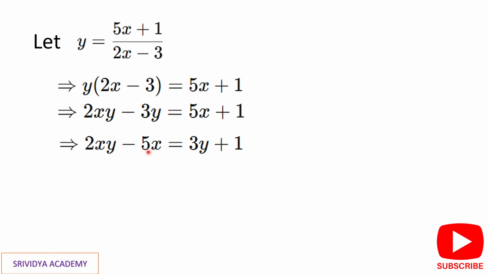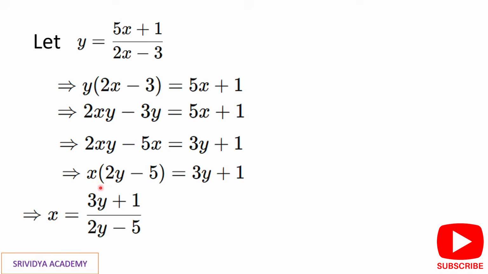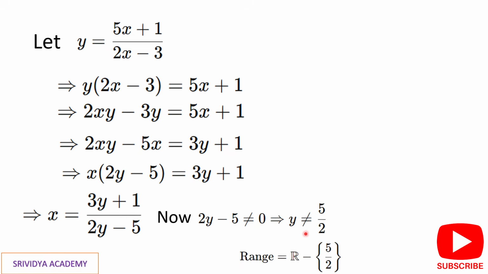We have a common term x on the left hand side. Let us take x common. That implies x into (2y minus 5) is equal to 3y plus 1. So now this implies that x is equal to (3y plus 1) by (2y minus 5). It is clear that this is defined only when 2y minus 5 is not equal to 0. That implies y is not equal to 5 by 2. Therefore, the range is set of reals except 5 by 2.